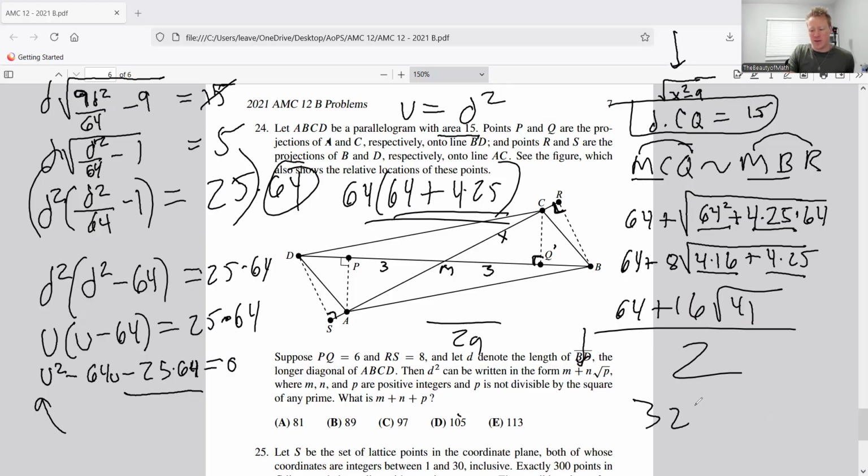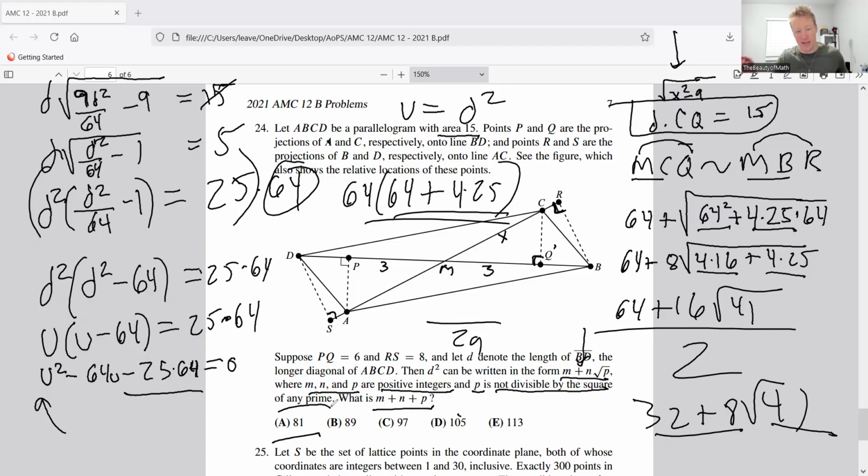So now divide the 2 in and you get 32 plus 8 root 41. That's 40. That's 41. It's asking for the sum of these. That's 81. Now, right now is when you do a quick pause and read that ending. Can be written in this form where m, n, and p are positive integers and p is not divisible by the square of any prime. We're used to that statement. We anticipate it.